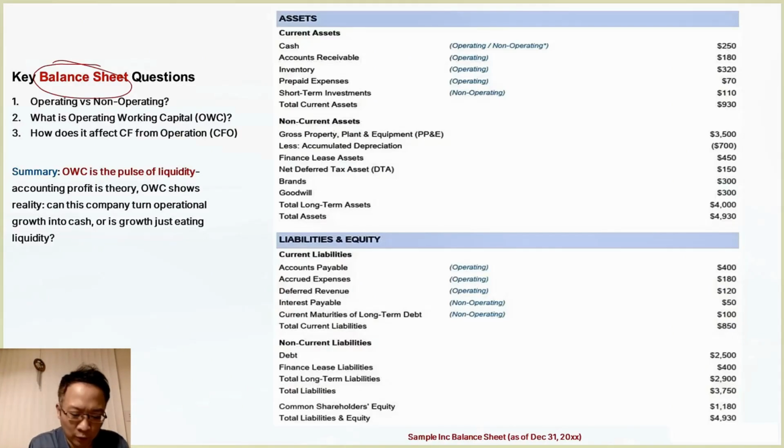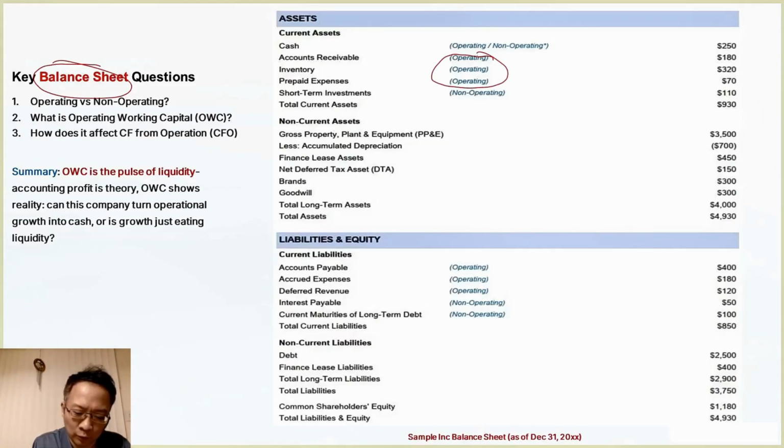There are some key concepts in the balance sheet that need to be highlighted. For example, what is an operating asset? What is a non-operating asset? Why do I bring this up? Because whether you're working in investment banking, corporate finance, or at a private equity firm, most of the time you need to remember this. It's about working capital. Actually, it refers to operating working capital, meaning the type of working capital related to operations.